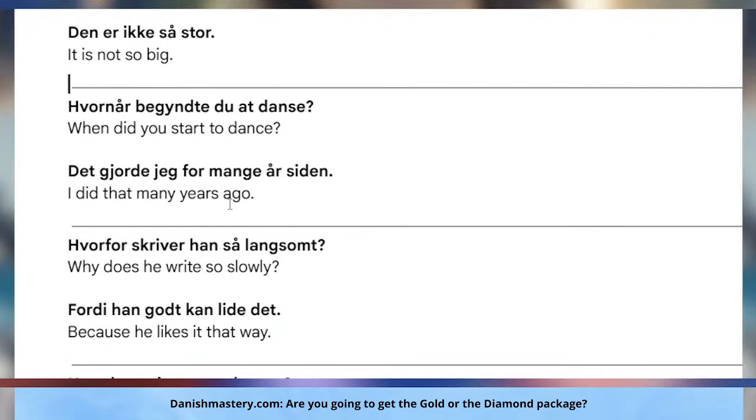Okay. Så har vi, hvornår begyndte du at danse? Okay, so that's nice. Hvornår is of course when. Hvornår begyndte du at danse?